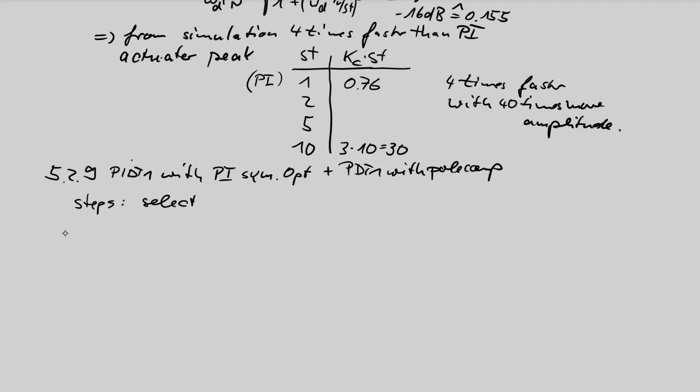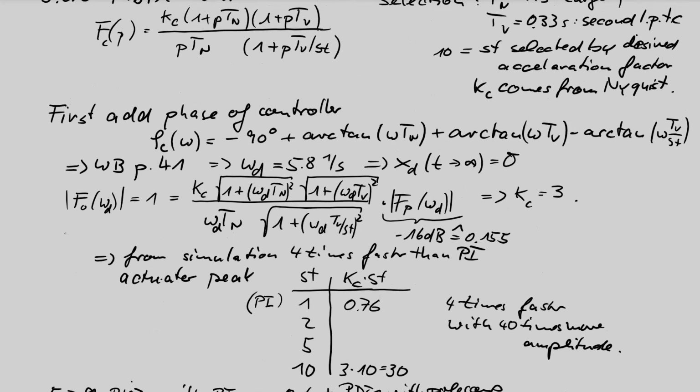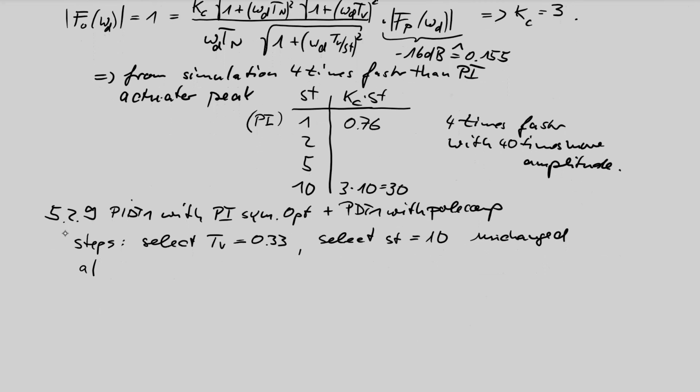Select TV, and this is unchanged. Select step depths, this is unchanged. What now is new is, of course, for the symmetrical optimum, we don't need the phase curve of the PI controller, because this is not necessary in the symmetrical optimum design. So we have only to add the PIDT1 part. So add PIDT1 phase to process.